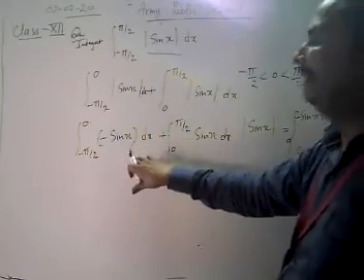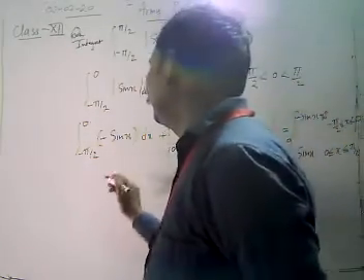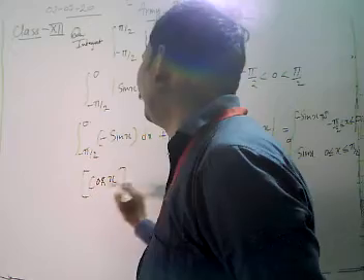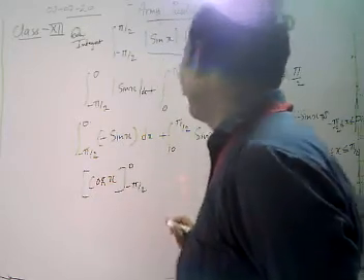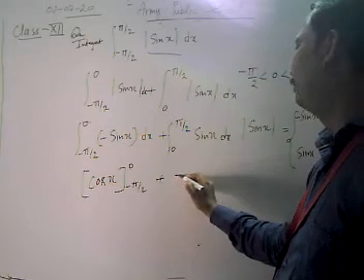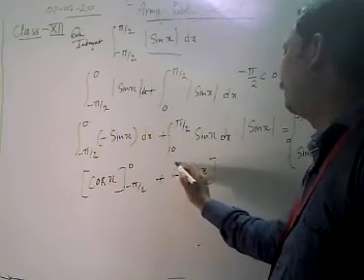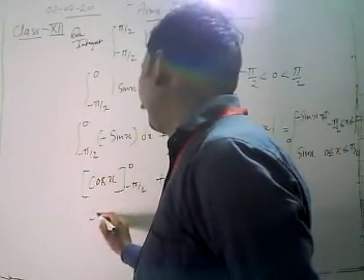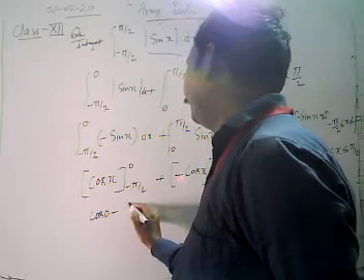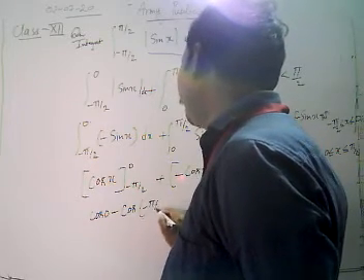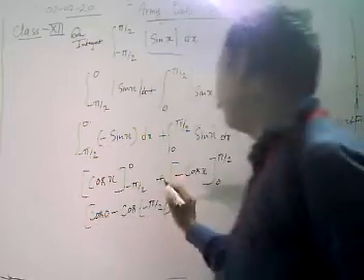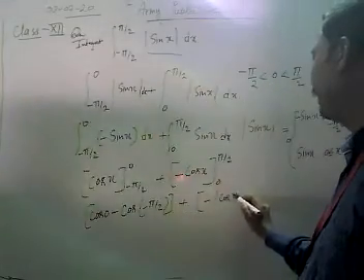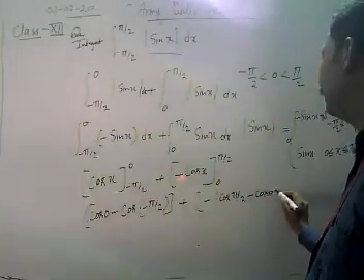Now we take the integration. The integral of sin x is minus cos x, so here we get cos x with limits minus pi by 2 to 0, and here again minus cos x with limits 0 to pi by 2. Now we have cos 0 minus cos minus pi by 2, plus minus cos pi by 2 minus cos 0.